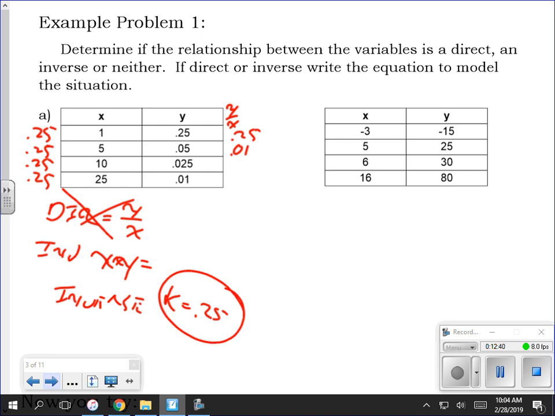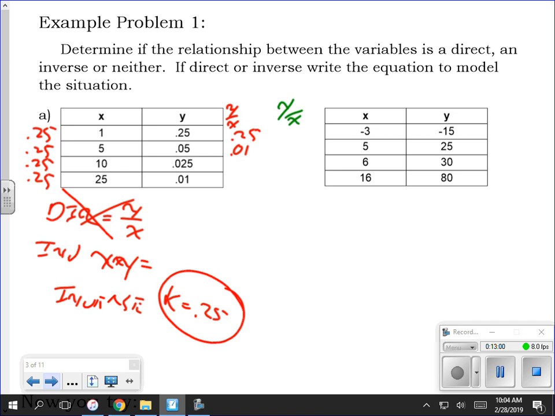Okay, so I want to do the same thing on this one. So I want to say, all right, let's take a look at this. I'm looking at it and I'm thinking division will work just fine on this one, just glancing at the numbers. So that's what I want to check. I want to check y divided by x.